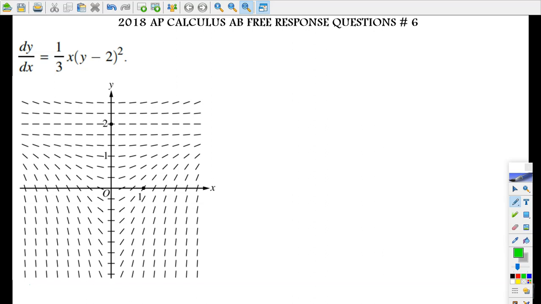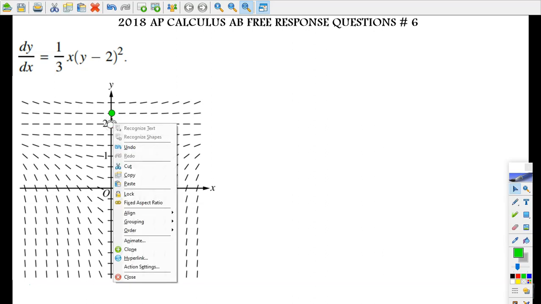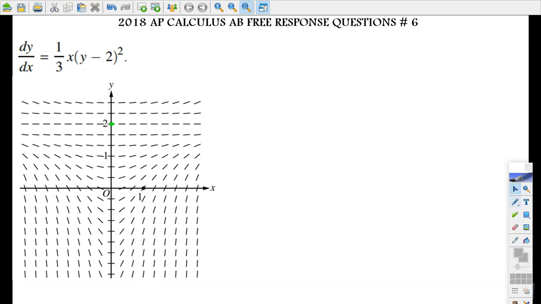In part A, it says a slope field for the given differential equation is shown below. Sketch the solution curve that passes through (0, 2). As you can see, (0, 2) is right here. The solution curve that passes through (0, 2) will be this horizontal line, the y equals 2 line. Then it says, sketch the solution curve that passes through the point (1, 0).